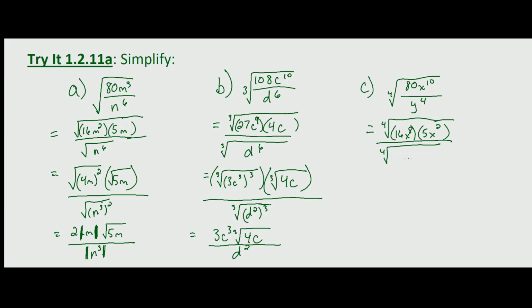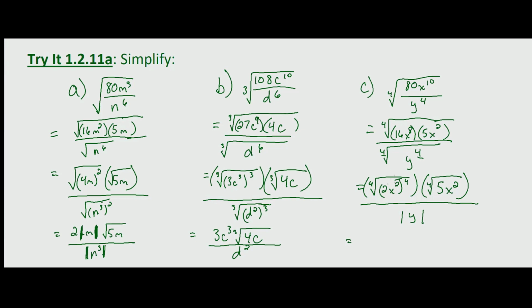And then the fourth root of y to the 4th. That equals the fourth root of 2x squared to the 4th times the fourth root of 5x squared. And then the fourth root of y to the 4th, we have an even root, even power. That means we have to take the absolute value, so that gives us the absolute value of y.